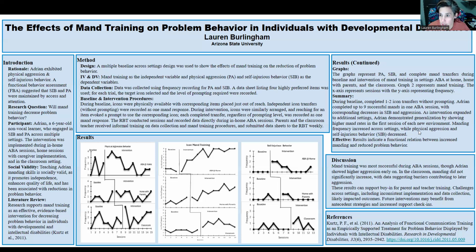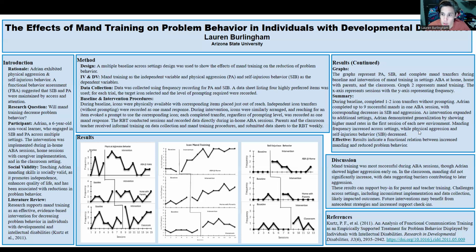Now I used frequency data to track her physical aggression and the self-injurious behavior. With each time she successfully completed a transfer, I indicated what item it was for and what type of prompt was used. Now, of course, that was in intervention. Within baseline, there were no prompts used, and simply the icons were made available to her. They were placed out, and if she successfully completed a transfer, we indicated that that was one for frequency. That was one completed transfer.